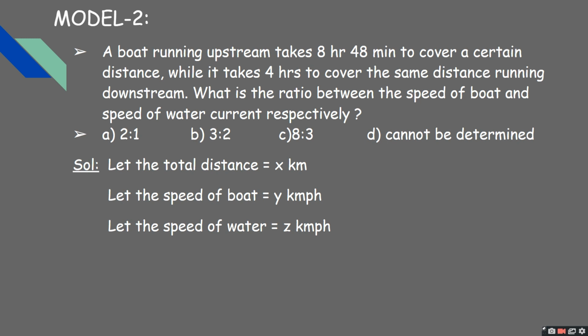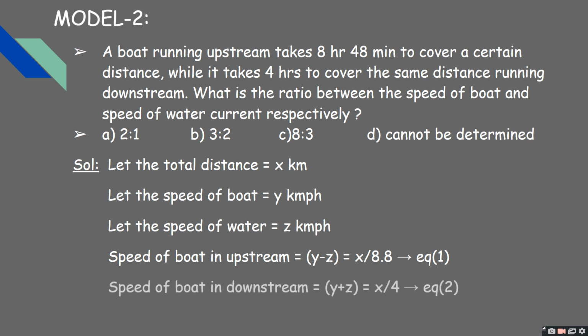We know that speed of boat in upstream equals speed of boat in still water minus speed of stream. That implies y minus z. Writing speed in terms of distance and time, speed equals x by 8.8 hour. They have given that time equals 8 hour 48 minutes. Converting minutes into hours, we get 8.8 hour. So y minus z equals x by 8.8.